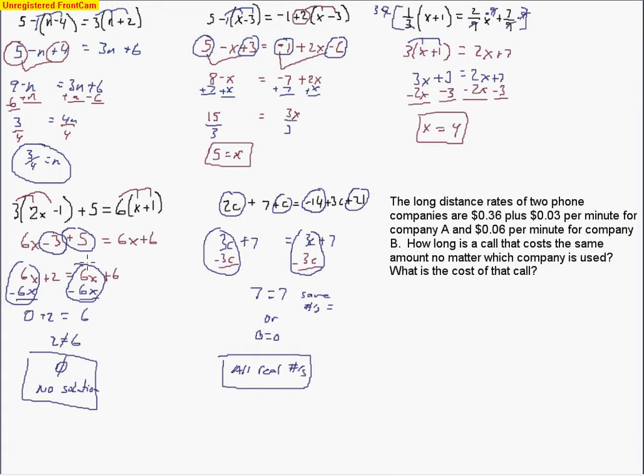So those are the differences. When all the variables cancel, your answer is either going to have two numbers that do not equal, which is no solution, or two numbers that do equal, which is all real numbers are solutions. Let's take a look at this word problem here.